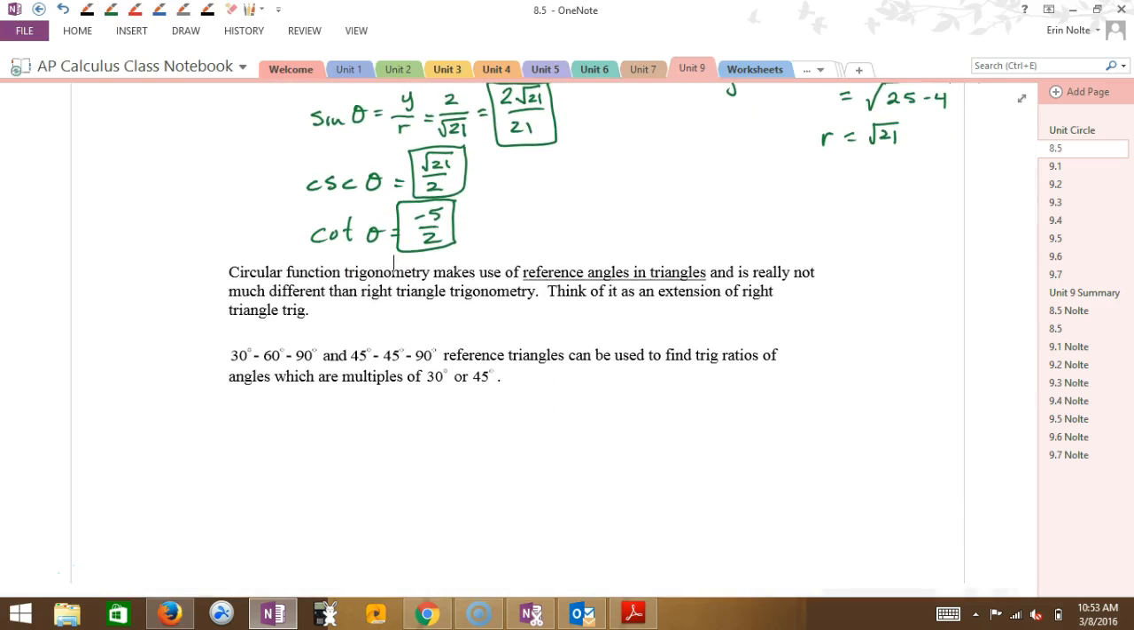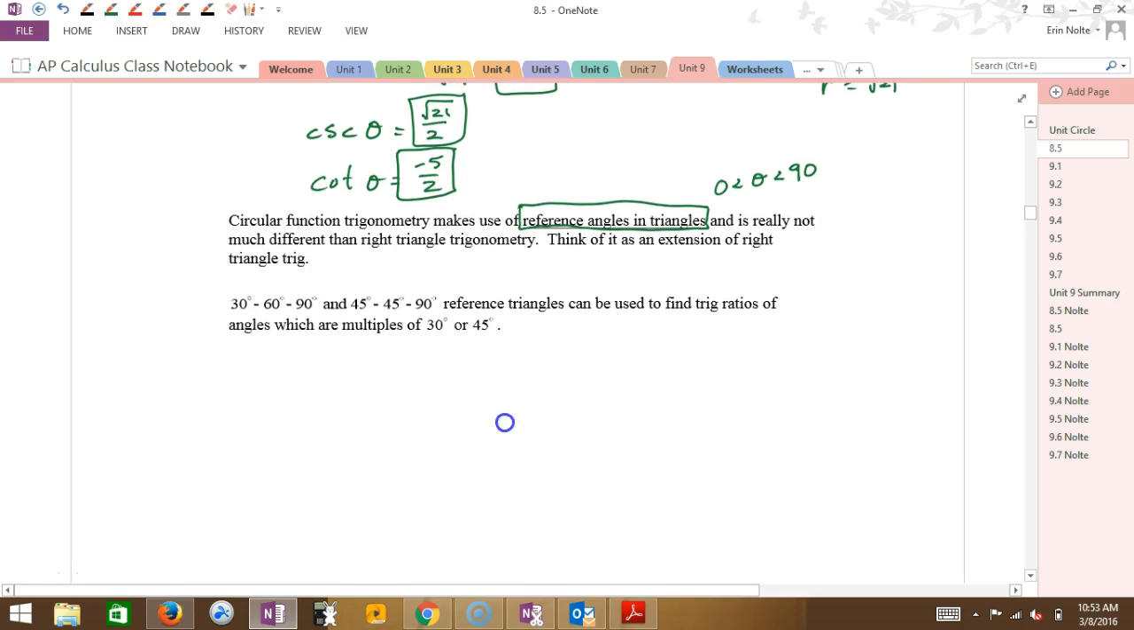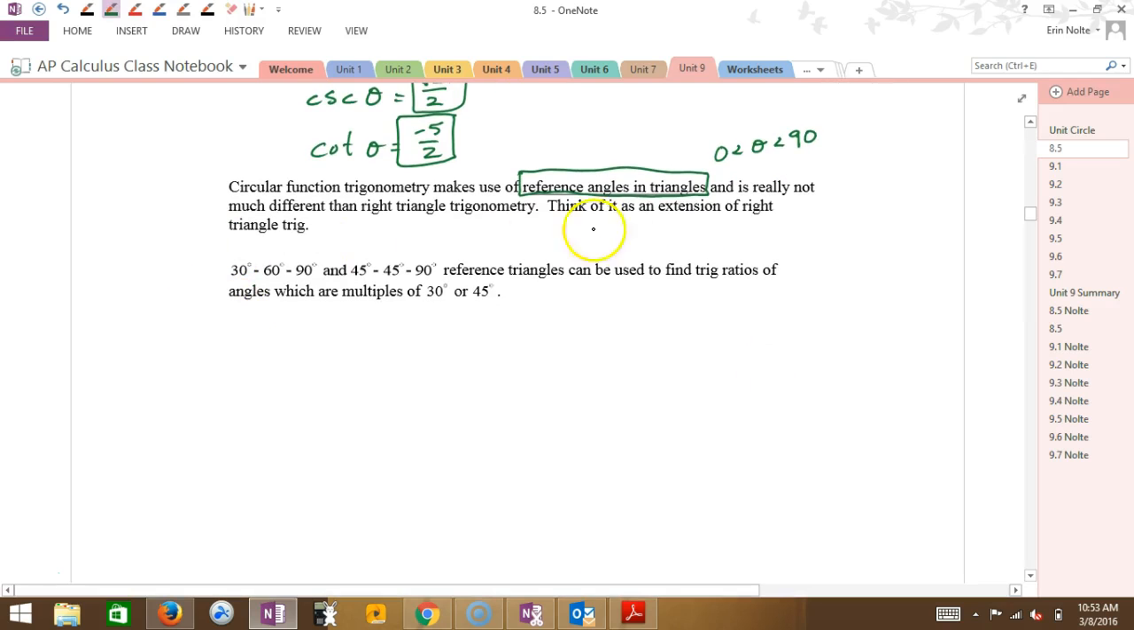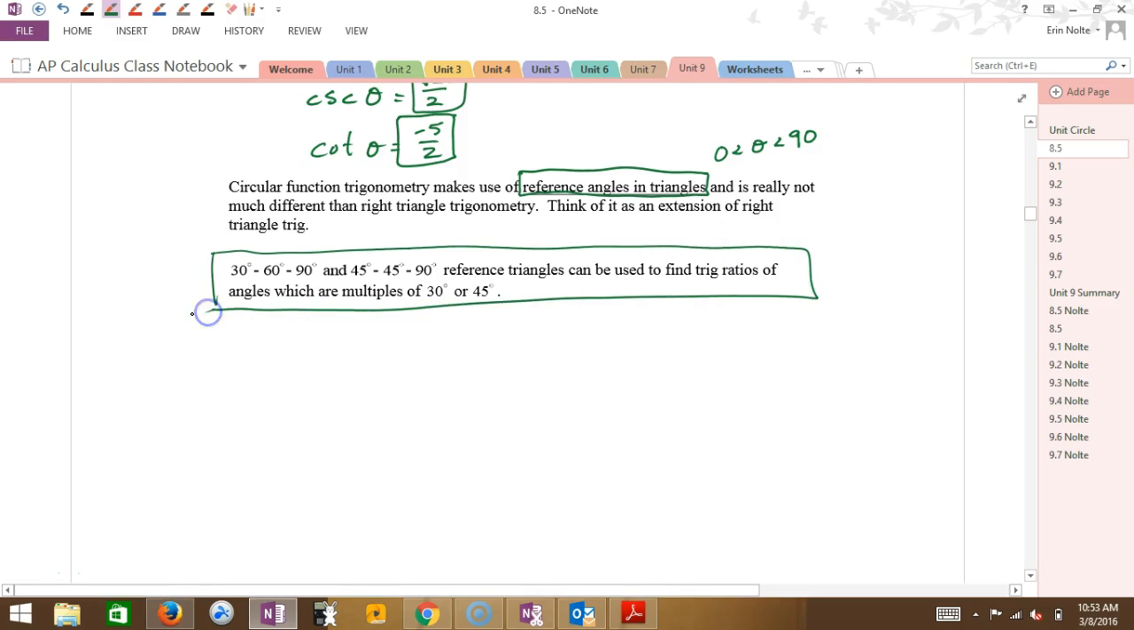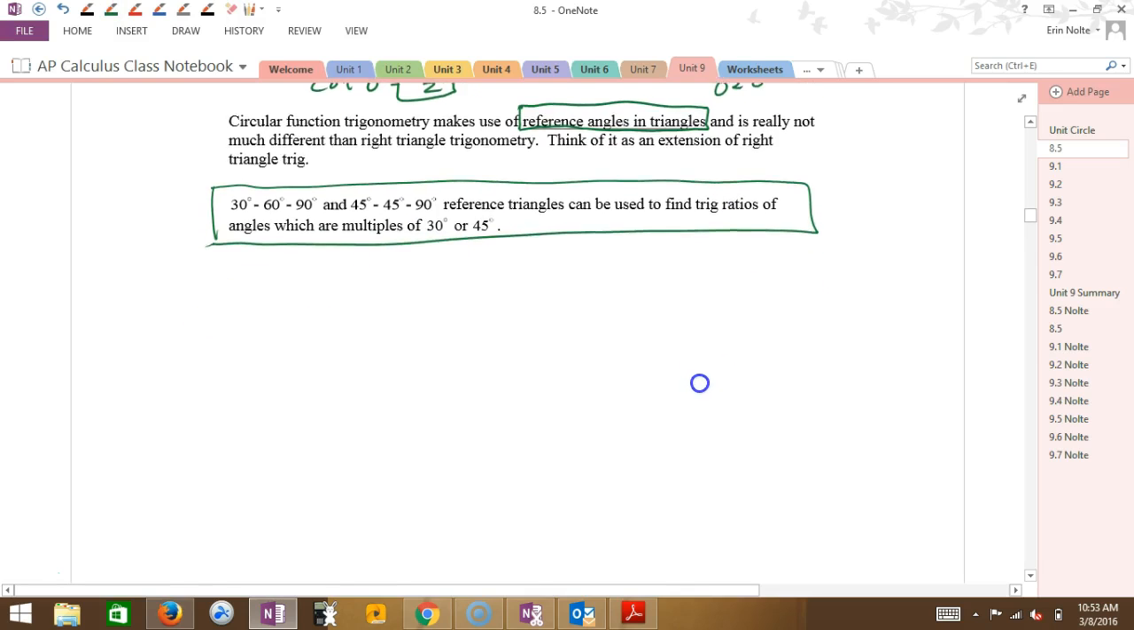Moving down here, they talk about reference angles. The idea of a reference angle is basically an angle that helps you draw something that's big, like let's just say 200 degrees. But a reference angle will exist between 0 and 90. So let's talk about these ratios, the 30, 60, 90, and the 45, 45, 90.